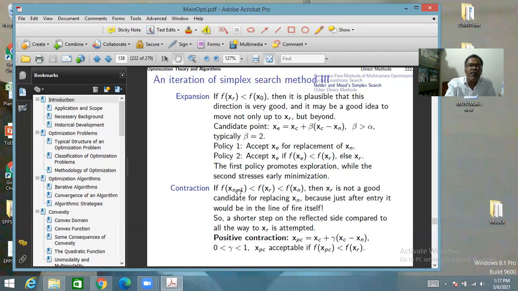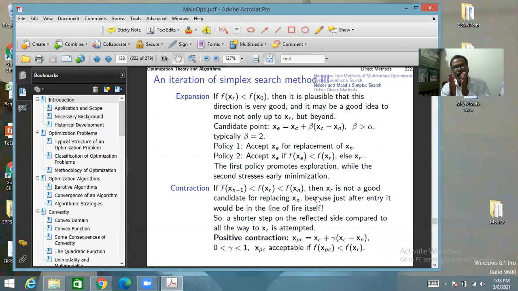Bad case scenarios. If the reflected point is in between the worst and the second worst, then XR is not a good candidate for replacing XN, because soon this will be in the line of fire. Okay. But this direction is good because compared to the worst point, the reflected point is better. This we know. So this direction is better than that direction.